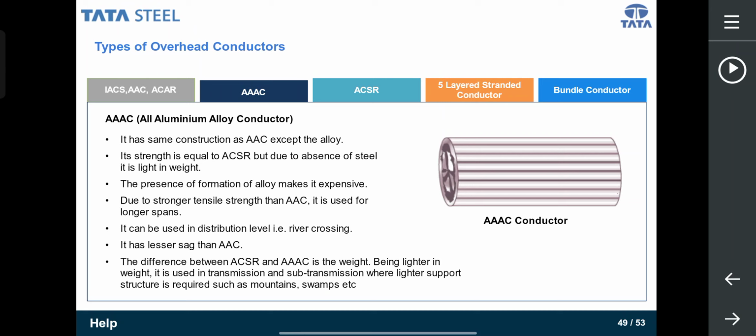The difference between ACSR and AAAC is the weight. Being lighter in weight, it is used in transmission and sub-transmission where lighter support structure is required, such as mountains, swamps, etc.